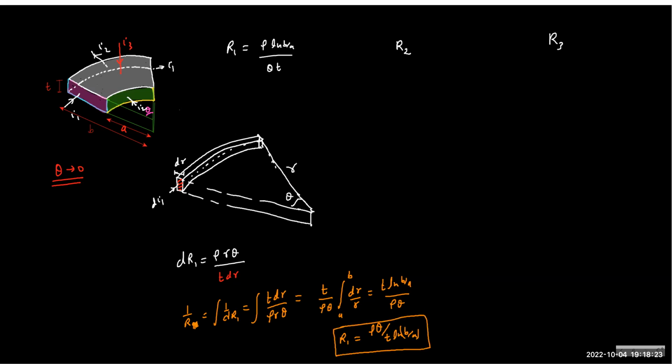I hope this is clear to all of you. R1 is rho theta t ln. So can you do it for R2 now?